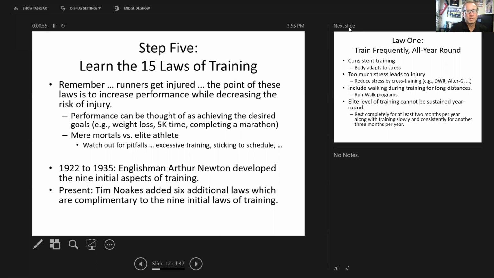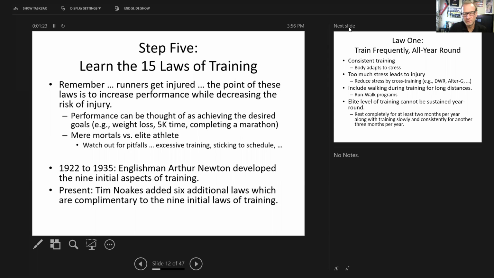Sometimes you need to sacrifice your training response to minimize the risk of injury. And sometimes you take a little bit of risk and see how far you can push yourself to improve your fitness. But now you're running the risk of having an injury. So it's this constant battle and balance of getting your physiological training response, as well as minimizing risk of injury. Okay, learn the 15 laws of training.